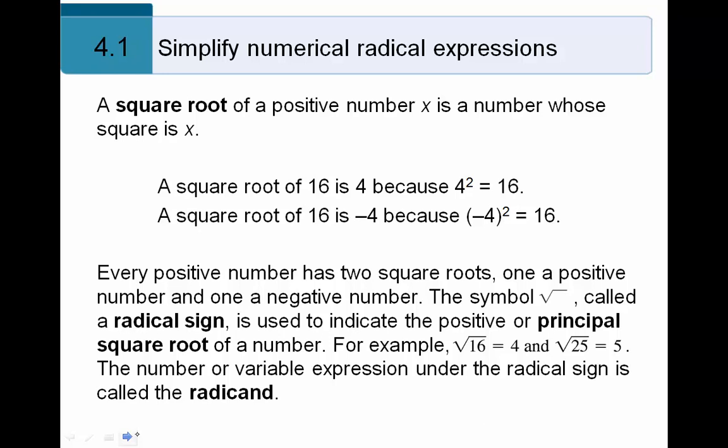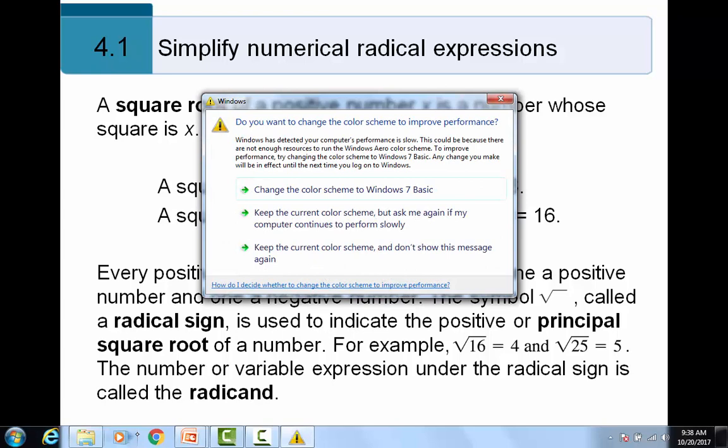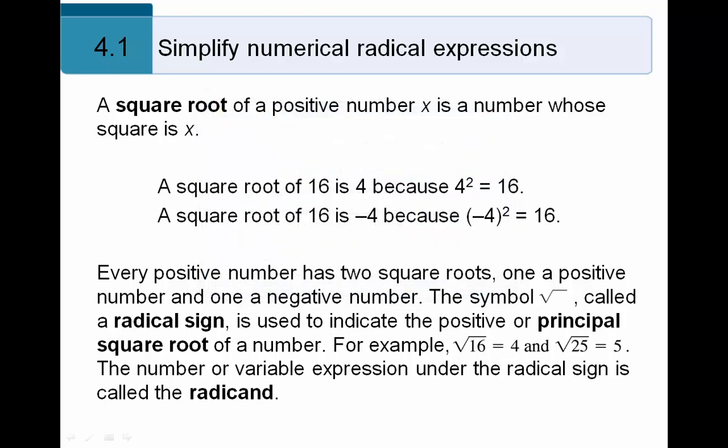The symbol shown here, called a radical sign, is used to indicate the positive or principal square root of a number. For example, radical 16 is equal to 4, and radical 25 is equal to 5. The number or variable expression under the radical sign is called the radicand.